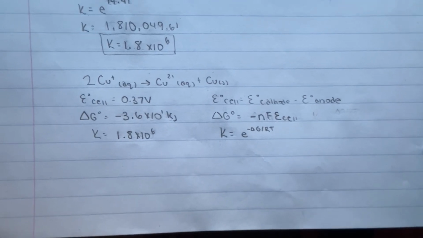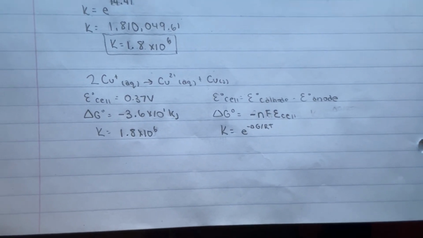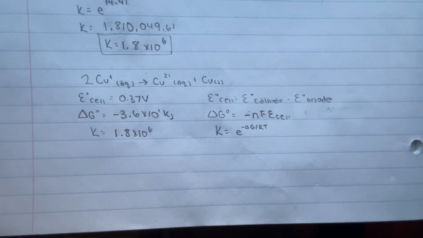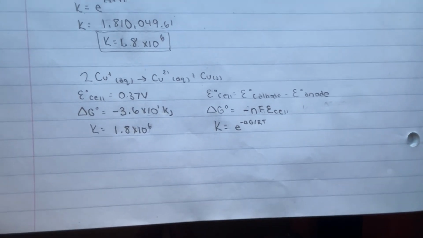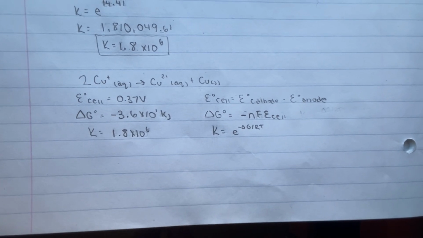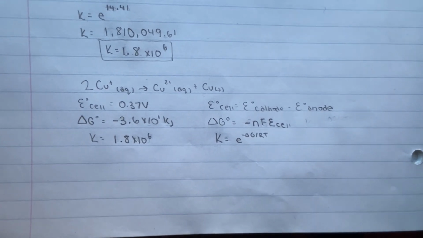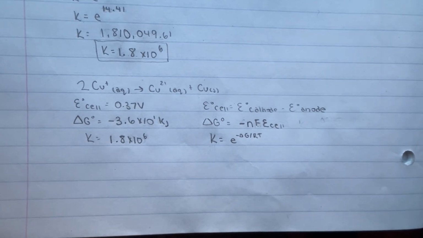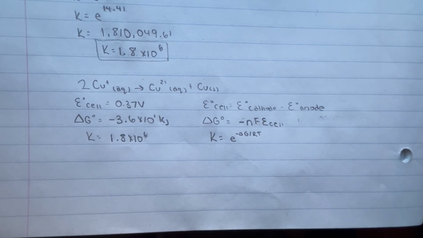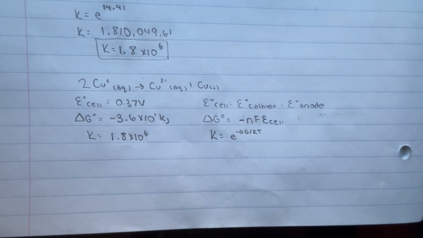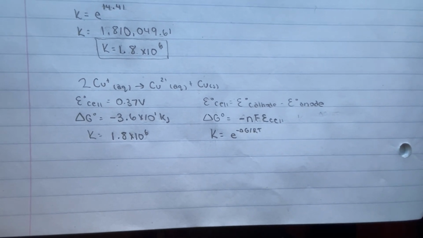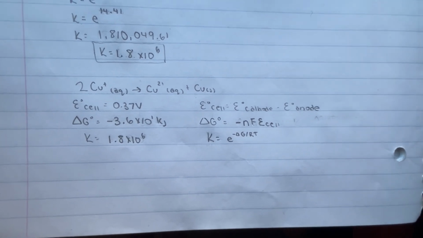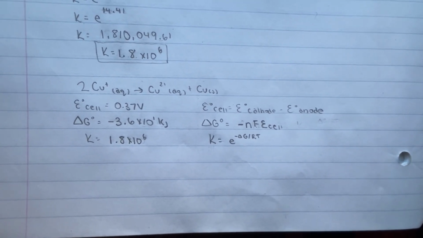To wrap things up, we used the equation 2 Cu+ yields Cu2+ plus Cu to find E naught of the cell, delta G, and K. Using E naught of the cell equals E of the cathode minus E of the anode, we found E naught to be 0.37 volts. Using delta G equals negative N F E cell, we found delta G to be negative 3.6 times 10 to the 1 kilojoules. Using K equals e to the negative delta G over RT, we found K to be 1.8 times 10 to the 6th.